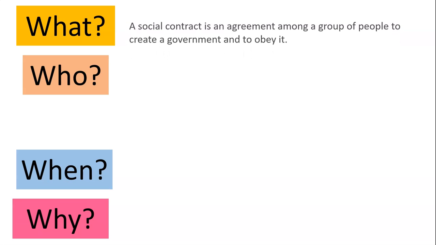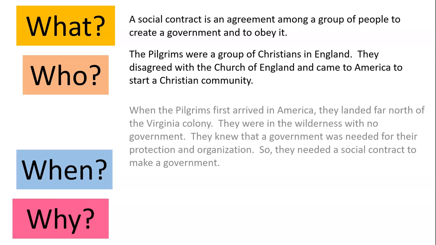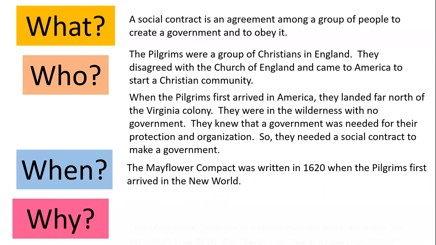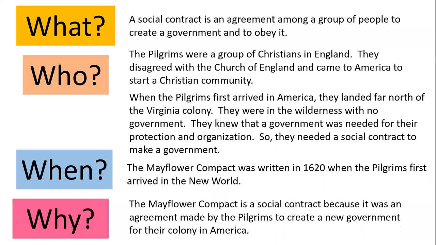Very simple. All right, so there's our 4 questions again, and when you give your talk, you will see these questions on the board. I'm sorry, these aren't the questions, but here's the whole talk. Let's go over it a little bit here. A social contract is an agreement among a group of people to create a government and to obey it. The Pilgrims were a group of Christians in England. They disagreed with the Church of England, and they came to America to start a Christian community.